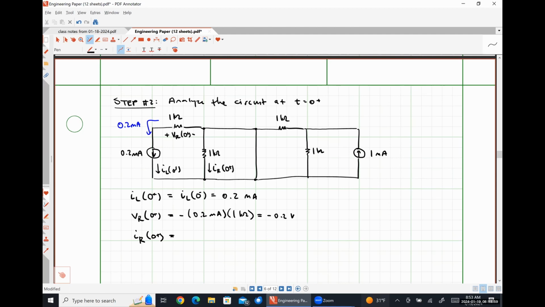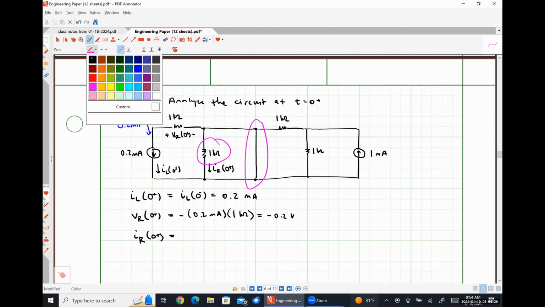That's not even needed either. This 1 kilo ohm resistor right here is connected in parallel to this short circuit, which means the voltage drop across that 1 kilo ohm resistor is 0, which means the current flowing through that 1 kilo ohm resistor is 0. Or we could do all the other analysis that you talked about, which is a waste of time.